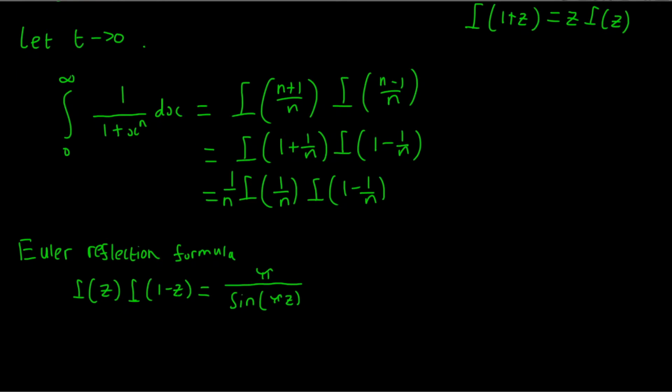In our case, we have z equal to 1 over n, which means when we do this, we get 1 over n times pi divided by sine of pi times 1 over n, just substituting in z equals 1 over n, and then simplifying this down, we have pi divided by n times sine of pi divided by n.